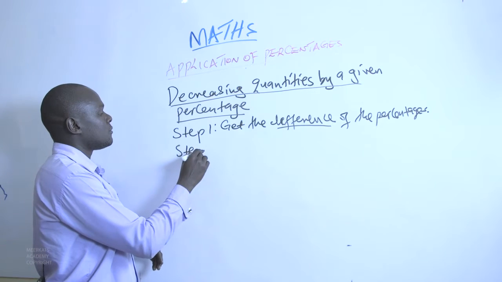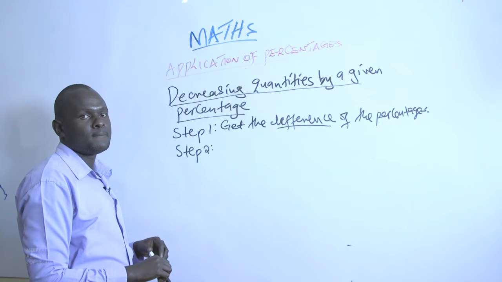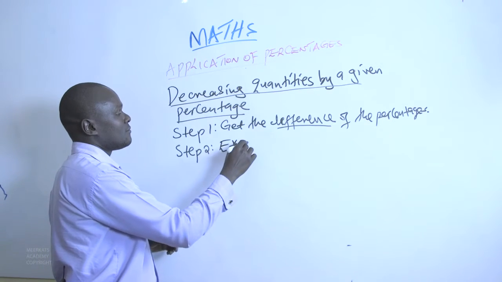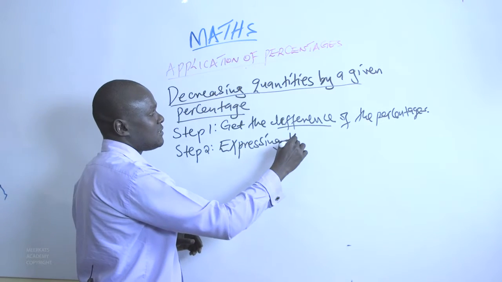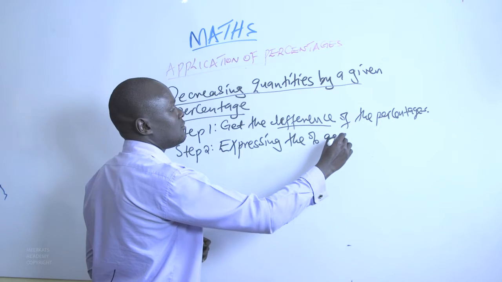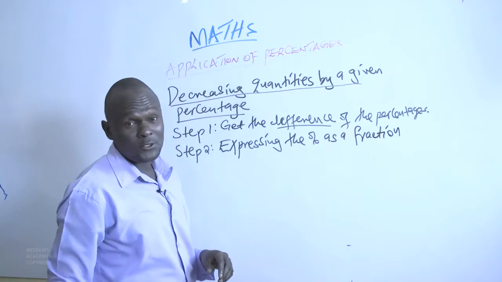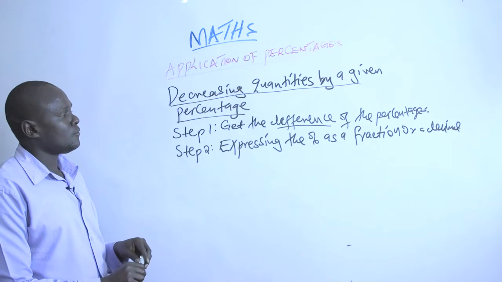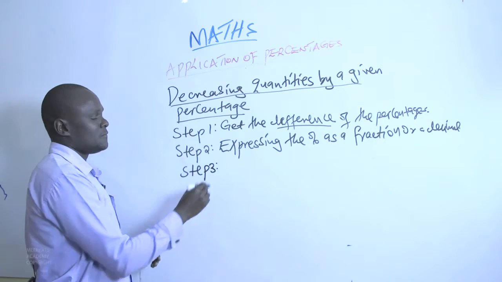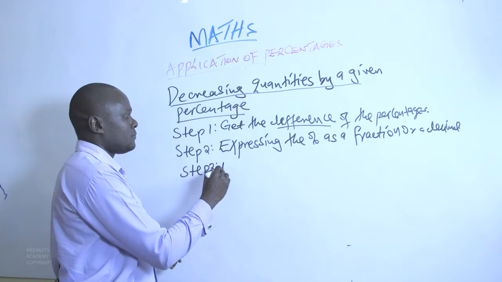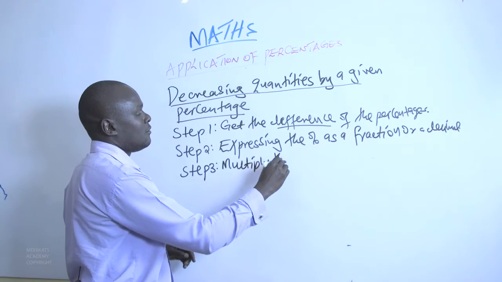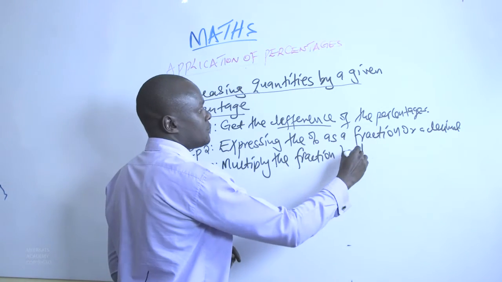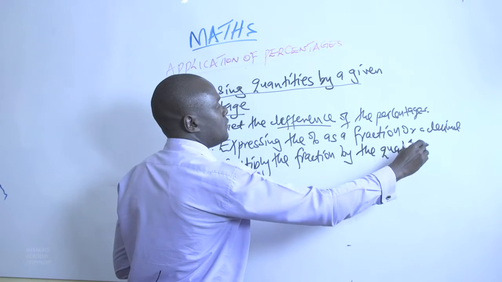Then our second step, I know by now you can even guess the step itself. It is actually expressing the new percentage as a fraction, as a fraction or even a decimal. But it is easy to work with fractions. And the last step is for us to multiply the fraction by the quantity given.